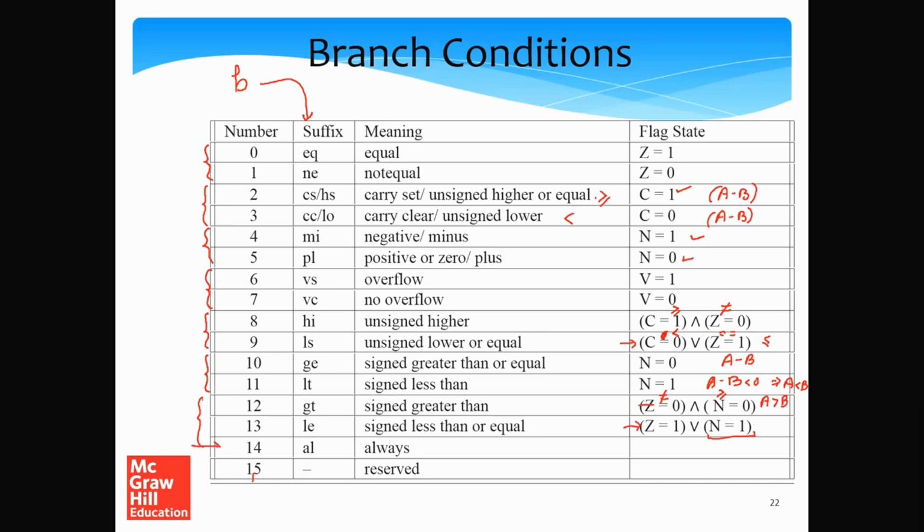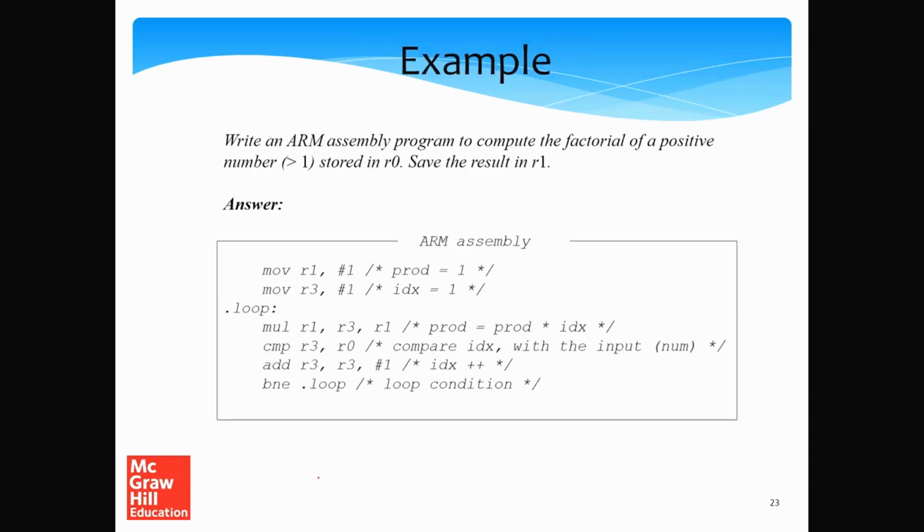This condition is actually a default, so as a result it's typically not required, which means always. So this is the same as an unconditional branch. In the sense, BAL is also the same as B, which means branch all the time. And the last suffix, 15, is actually not used. It is reserved such that it can be used later when the instruction set is expanded.